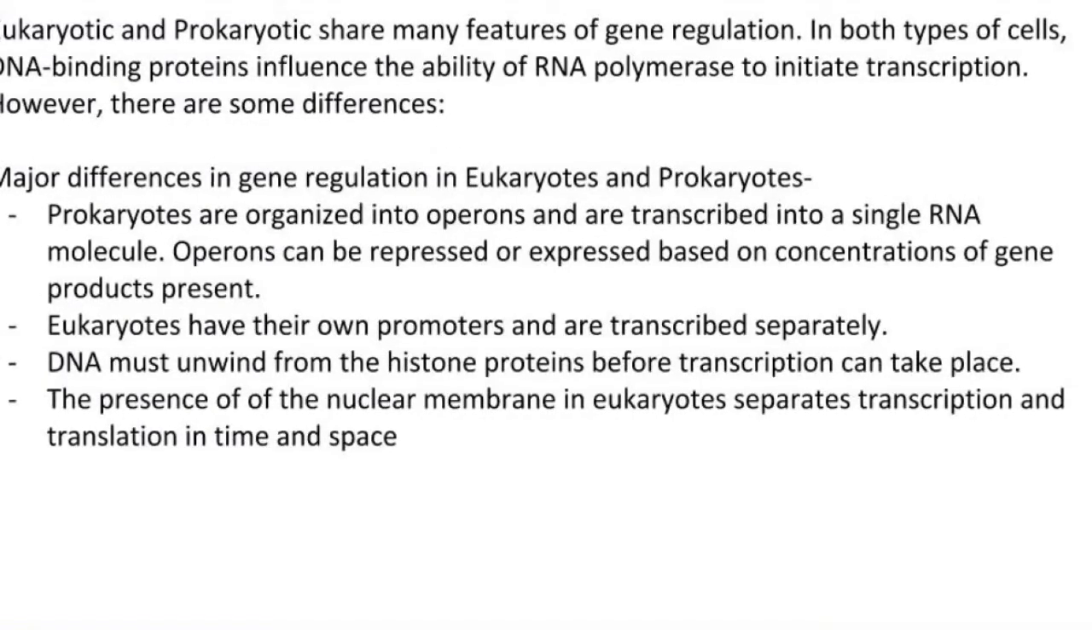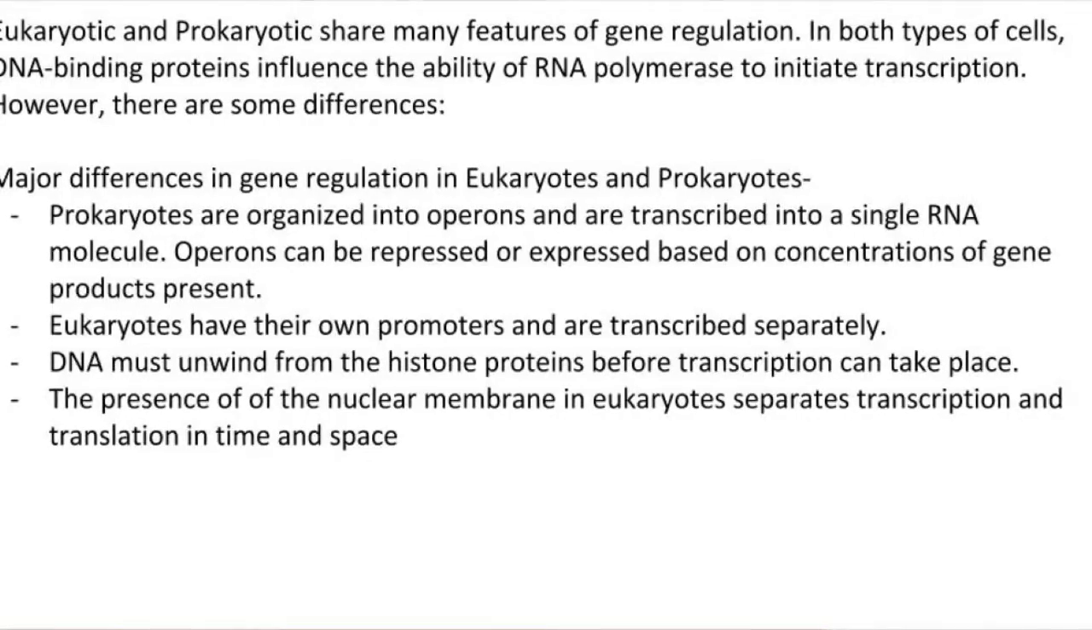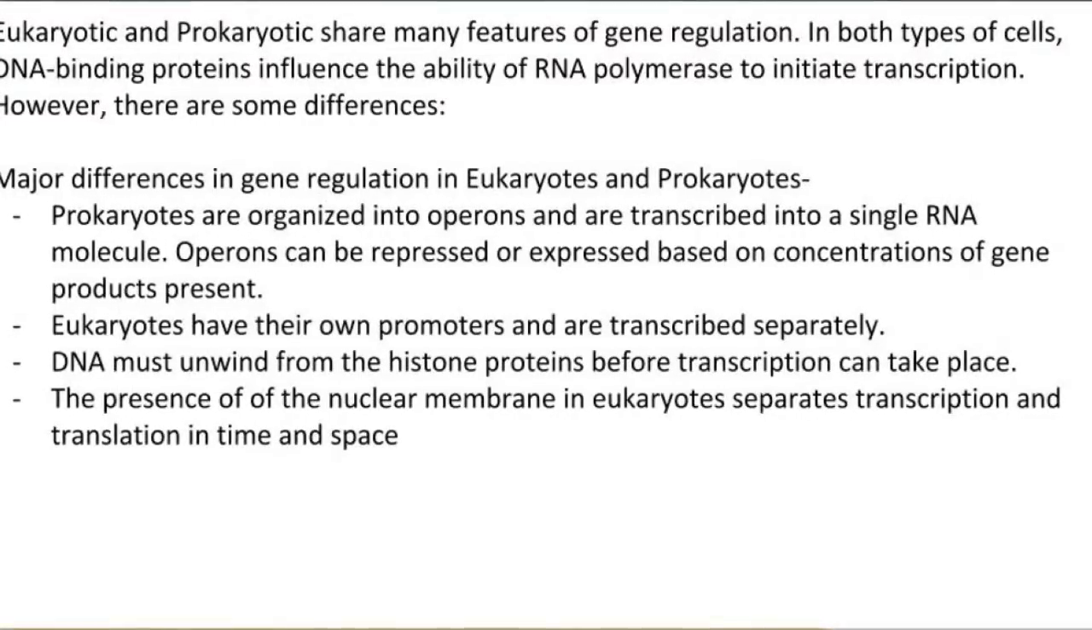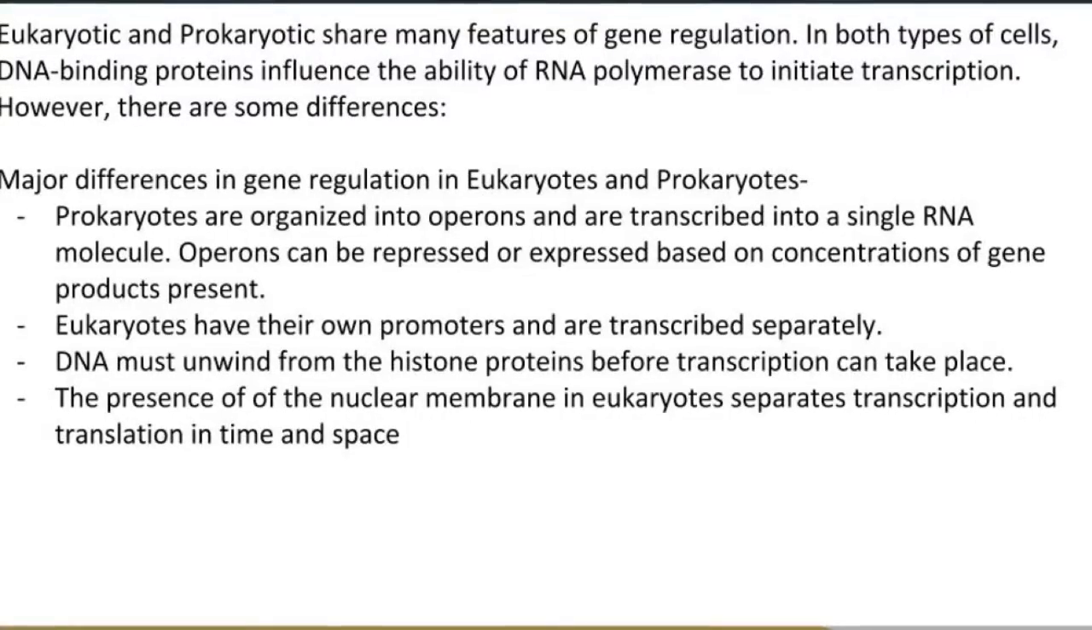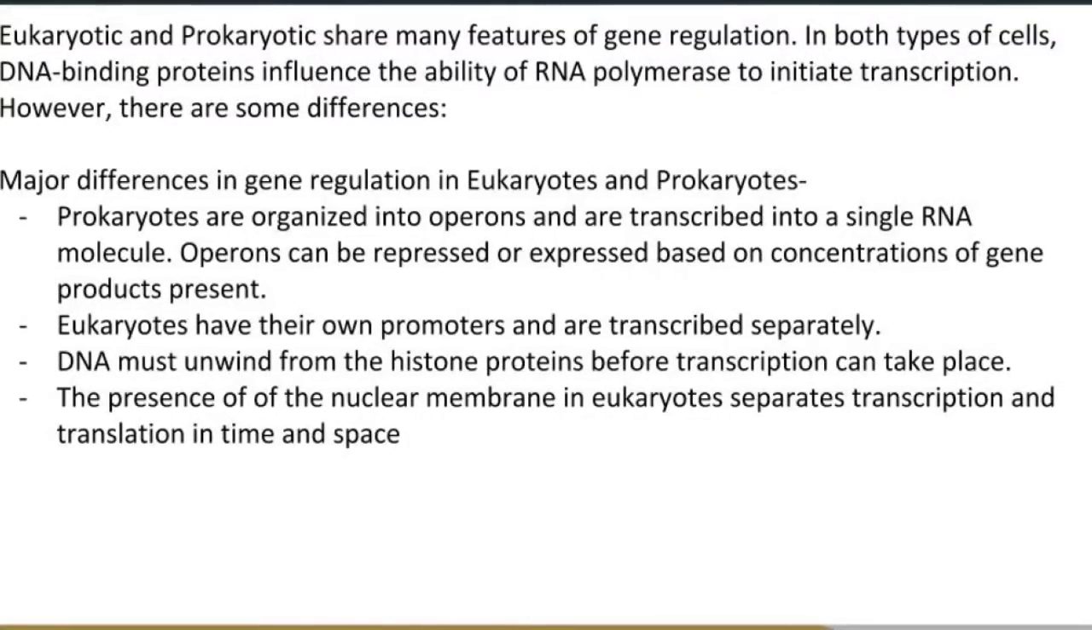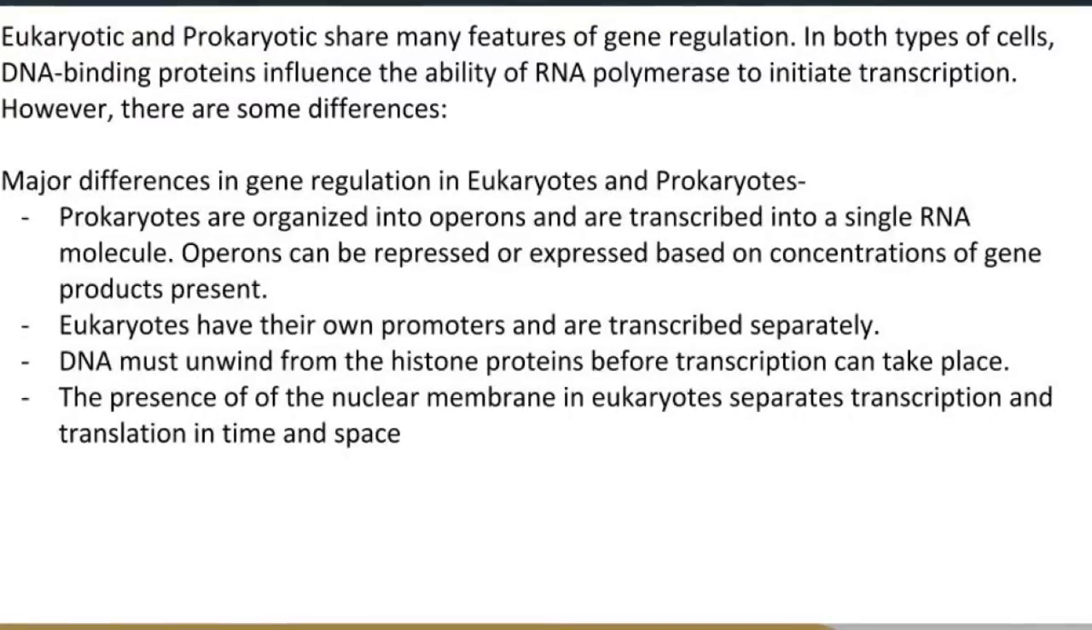Although eukaryotic gene regulation is very complex, it and prokaryotic gene regulation share some features. An example is that in both types of cells, DNA binding proteins influence the ability of RNA polymerase to initiate transcription.